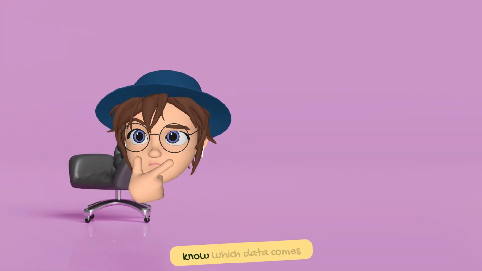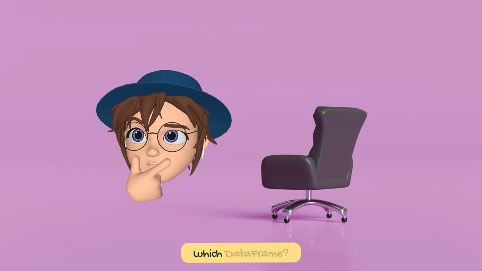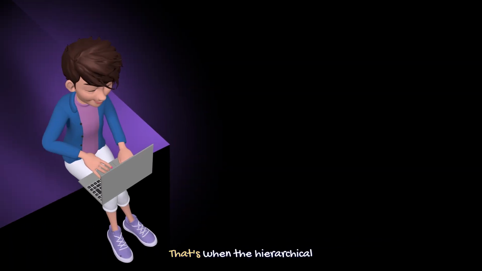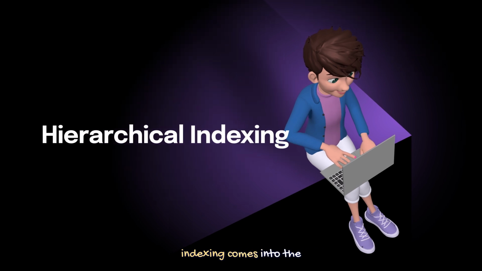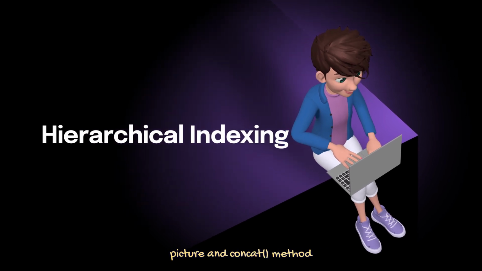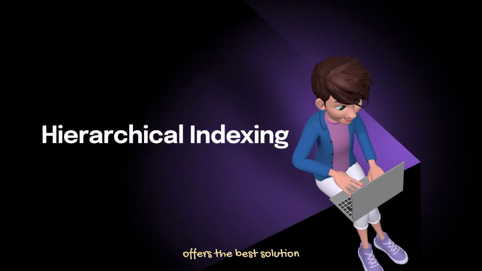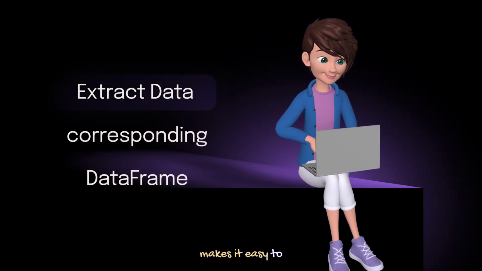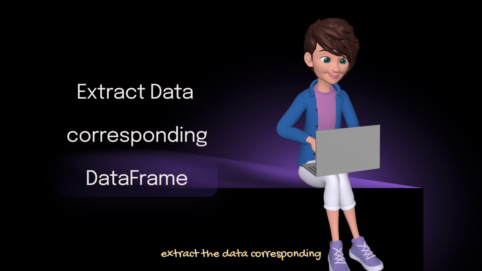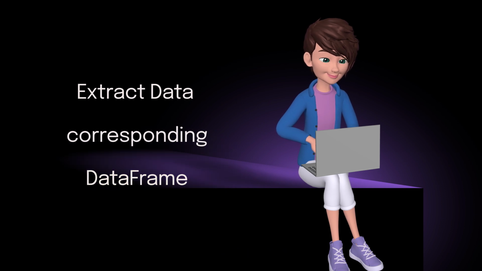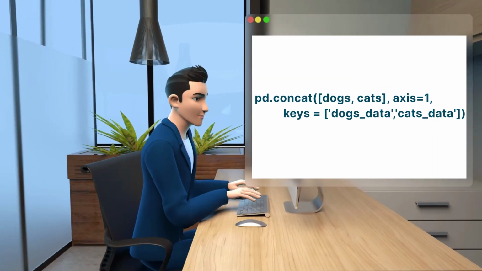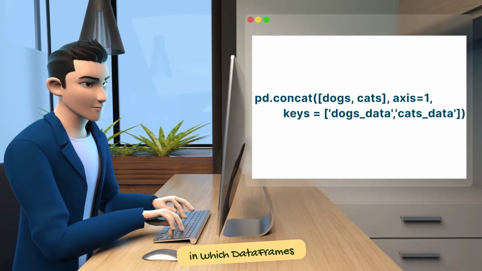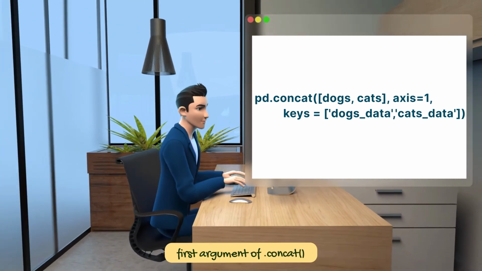But how would I know which data comes from which data frame? That's when hierarchical indexing comes into the picture, and the concat method offers the best solution for it through the option keys. Such labeling of data makes it easy to extract the data corresponding to a particular data frame. Note: the sequence of the labels in keys must match the sequence in which data frames are written in the first argument of the concat method.